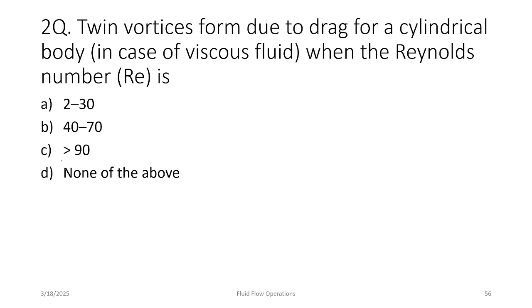Coming to the second question, the twin vortex form due to the drag for a cylindrical body in case of a viscous fluid occurs when the Reynolds number is between 2 to 30, between 40 to 70, above 90, or none of the above. So when does this twin vortex form? When the Reynolds number is between 40 to 70, option B.